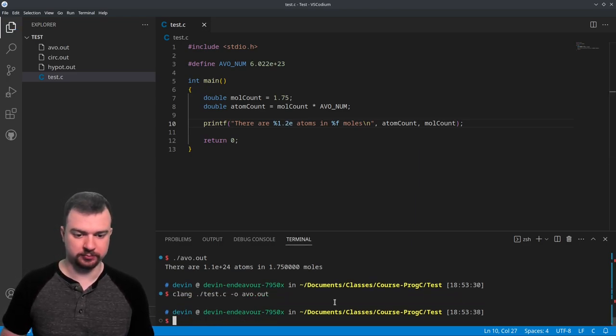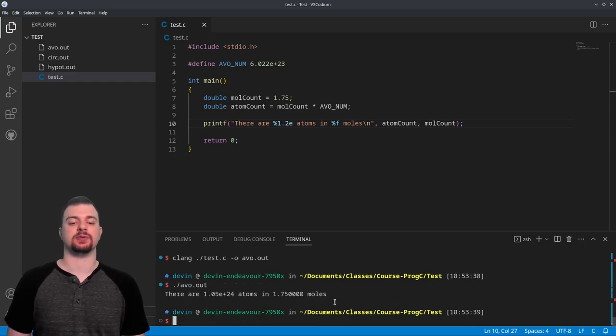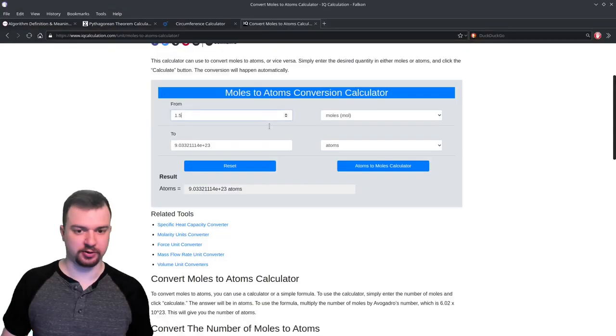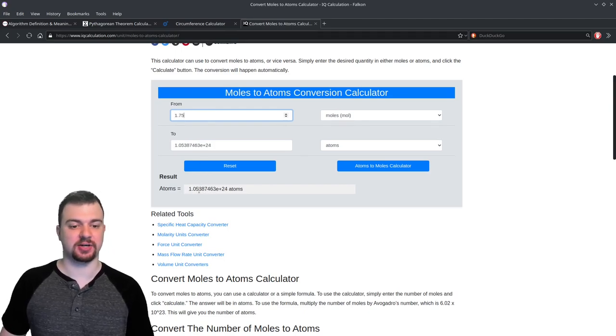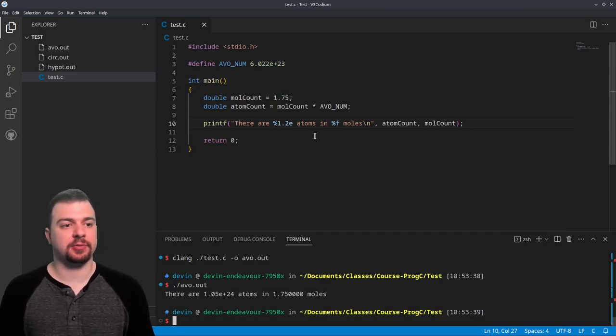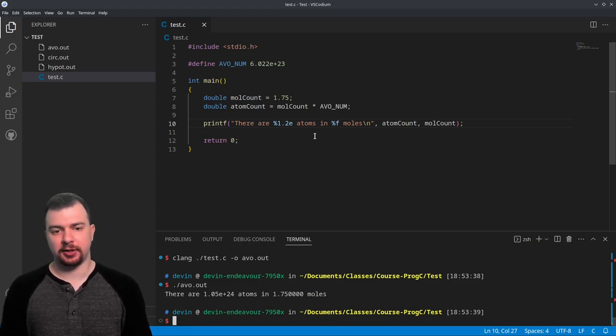So now it's going to get 1.05e+24. Fine, so 1.75, I'll go over there and check out what that says. Got a second. 1.75 moles is going to be 1.05e+24. That's exactly what we want, that's exactly what we got. So now all of a sudden we have three completely different algorithms. We have the Pythagorean theorem, we have the circumference and the area of a circle, and now we have a way to convert moles to atoms, and if we want to, we can extend that further.